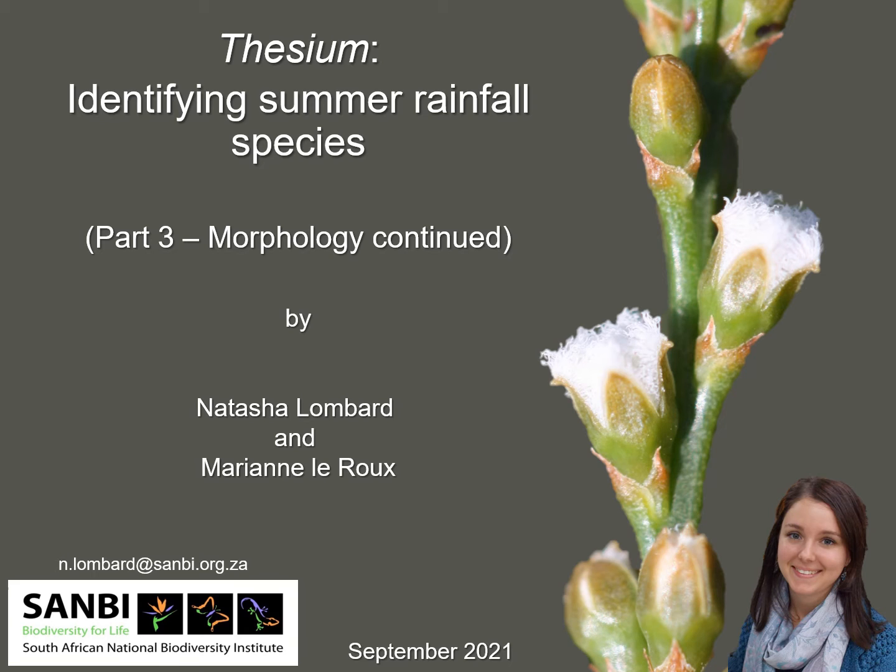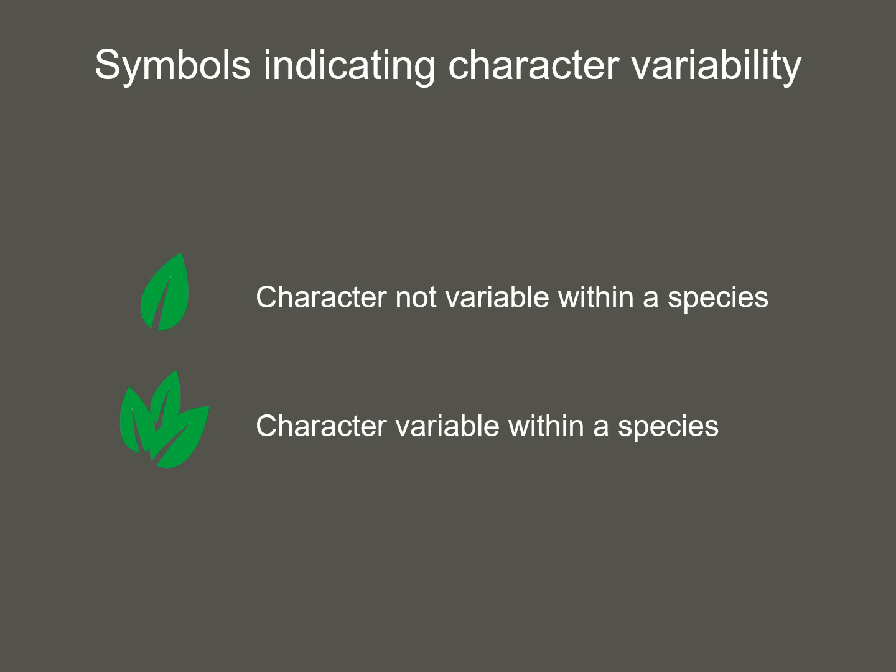Hi everyone, this is the third video of 4 in the identification course for the summer rainfall species of Thesium, where I'll be discussing the flower and the fruit morphological characteristics. Just a quick reminder, I also did explain it in the second video.